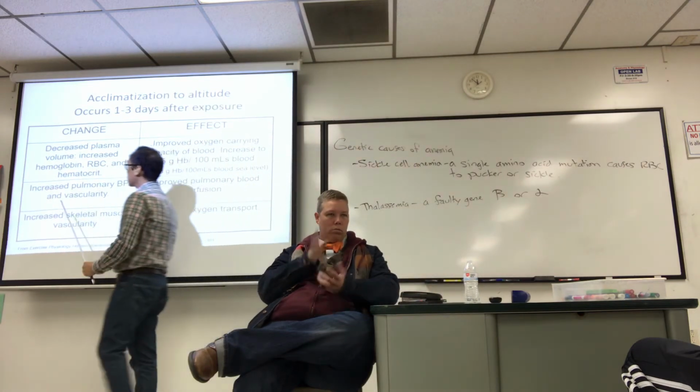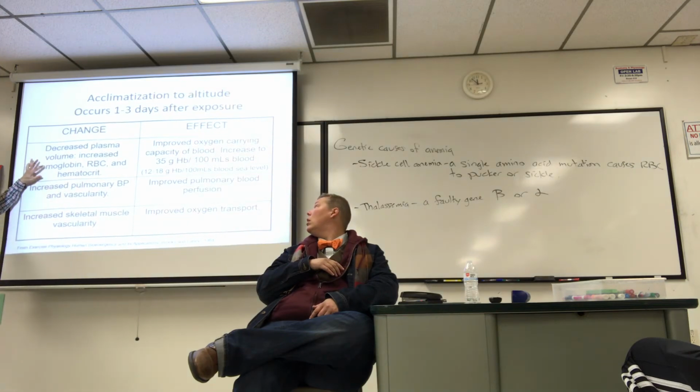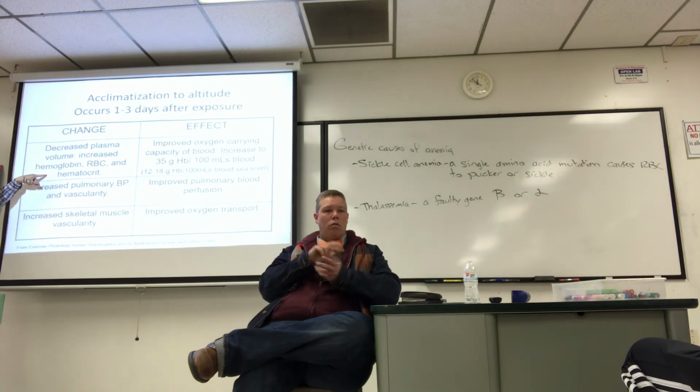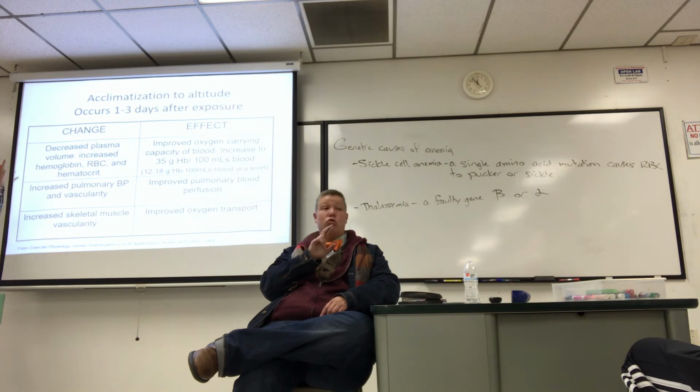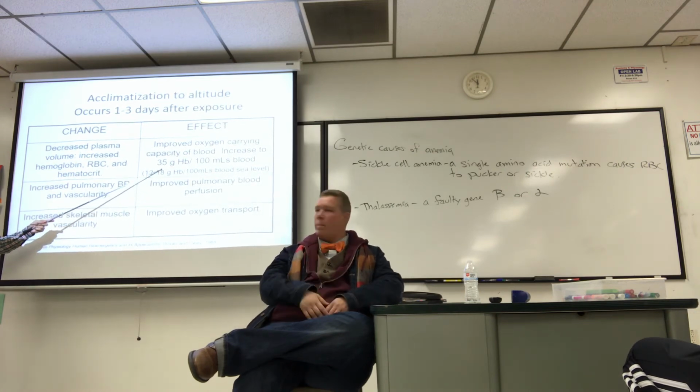Now, this change here, the decreased plasma volume: you're not actually decreasing plasma volume. What you're doing is increasing your crit. Because the proportion is changing, by default, you're decreasing the plasma. And normal hemoglobin concentration can nearly double.